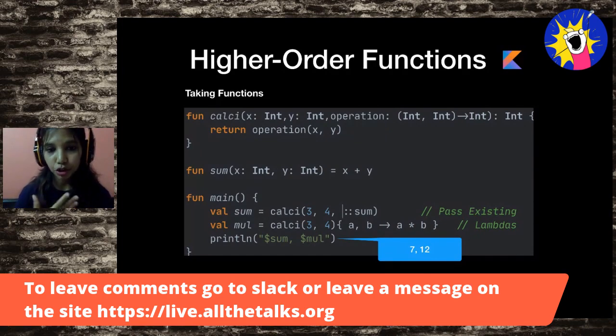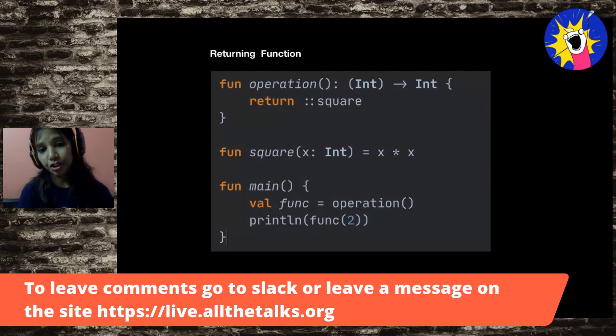Here in this higher order function, you saw the function taking a function as its parameter. Now we'll see a higher order function returning a function. So here I have defined a higher order function operation, which actually returns a function. Then I'm defining a square function, which has the same signature as operation. In my main function, the variable func gets the result of operation, which is nothing but the square function. So now when I call func with 2, it's actually executing the square.